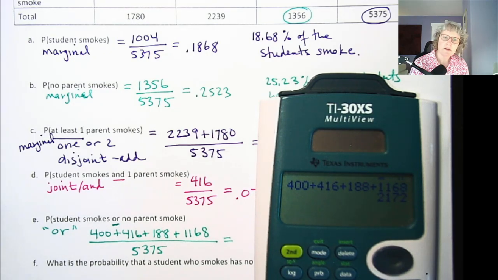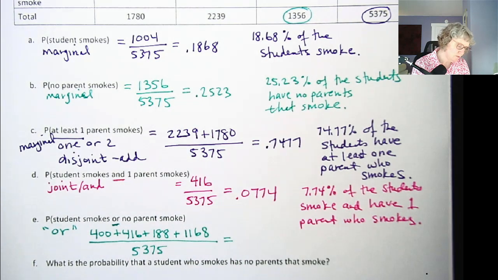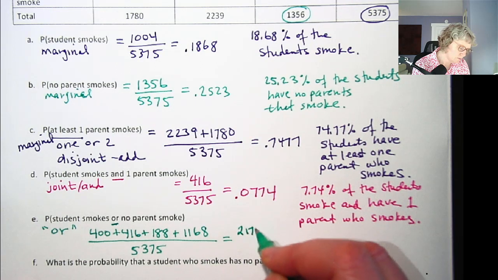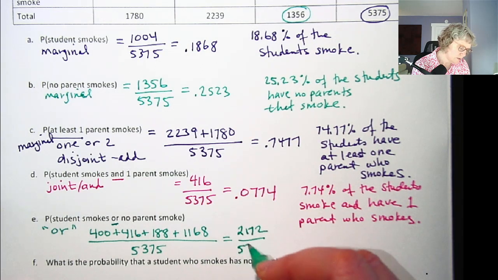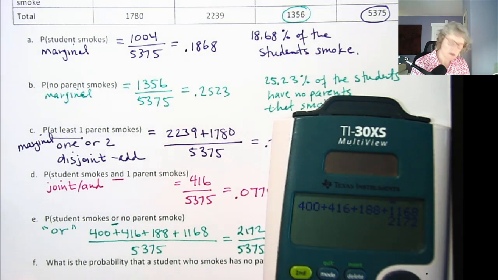I'm going to go ahead and write the total here because there's so many ways to get this total. 2172 out of 5,375. I'll go ahead and divide it though. 2172 divided by 5375 is 0.4041.